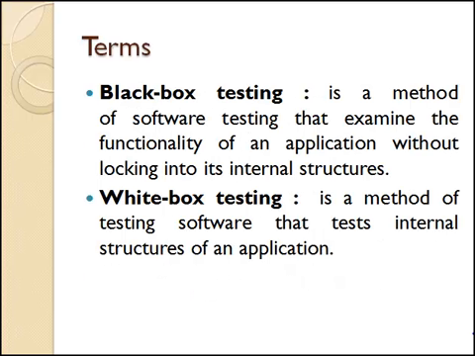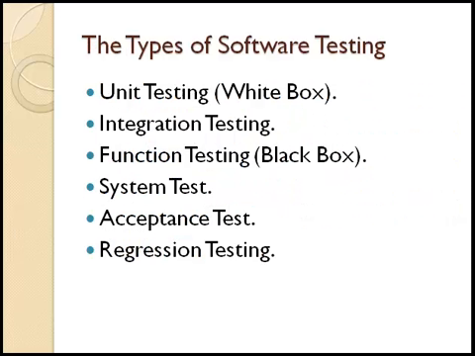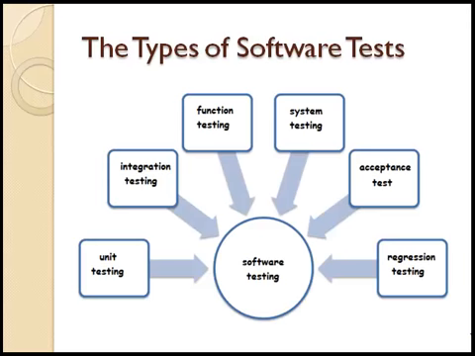Debugging is the process of diagnosing the error and correcting it. Now, black box testing is a method of software testing that examines the functionality of an application without looking into its internal structure. White box testing is a method of testing software that tests the internal structure of an application. The types of software testing are unit testing, integration testing, function testing, system testing, acceptance testing, and regression testing.